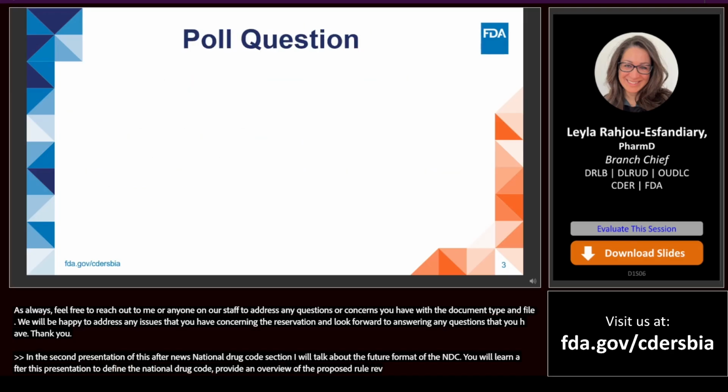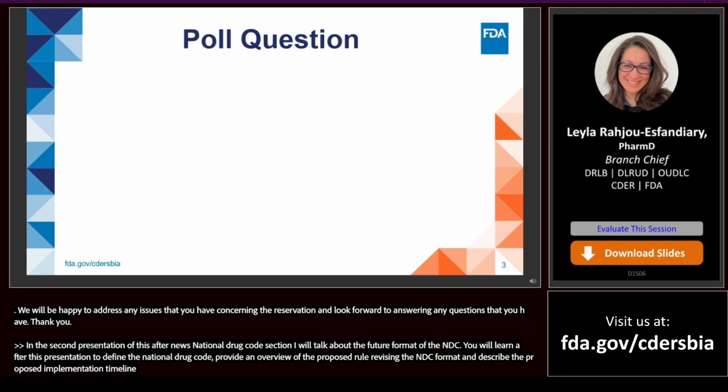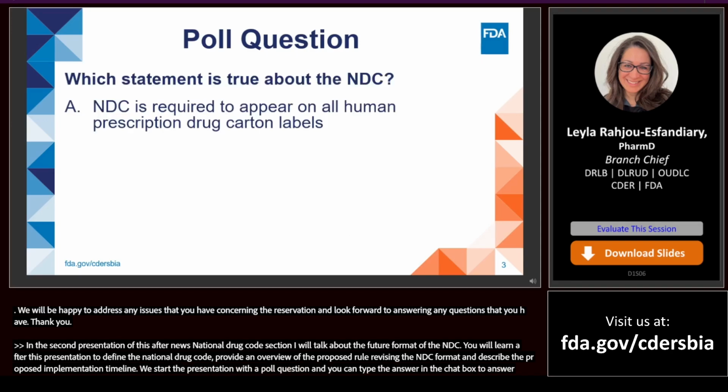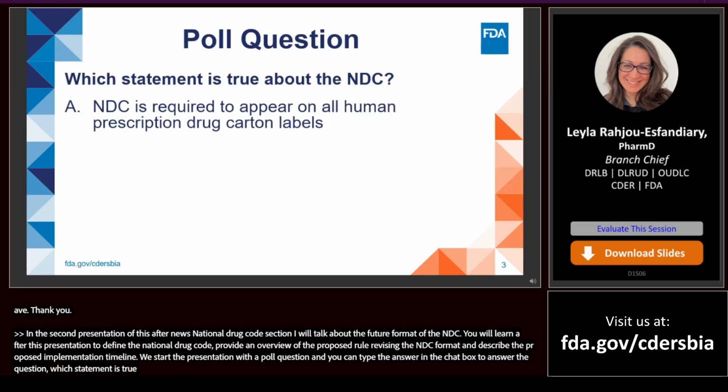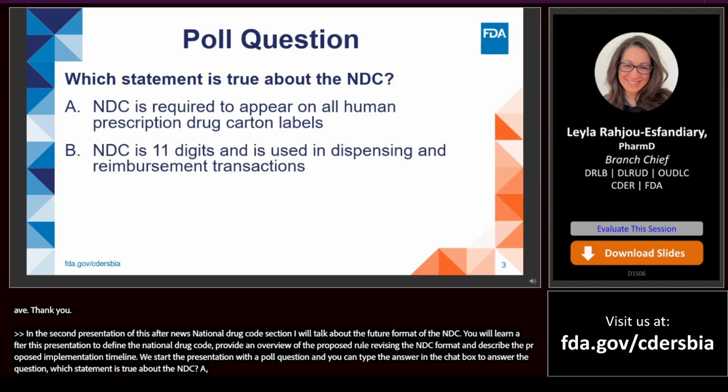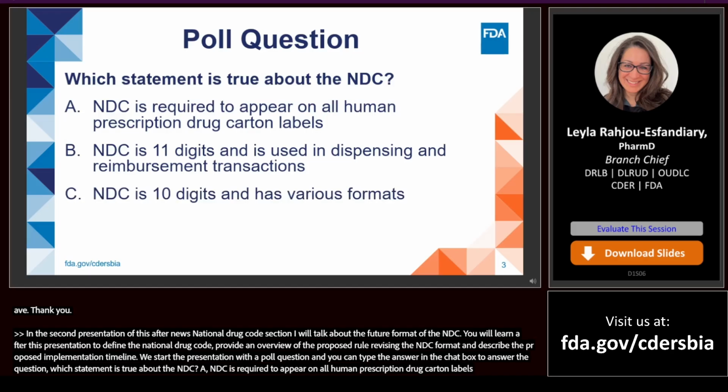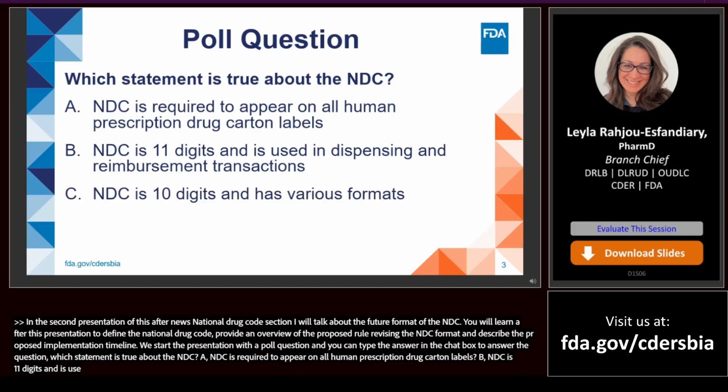We start the presentation with a poll question. You can type your answer in the chat box to answer this question. Which statement is true about the NDC? A, NDC is required to appear on all human prescription drug carton labels. B, NDC is 11 digits and is used in dispensing and reimbursement transactions. C, NDC is 10 digits and has various formats. Or D, both A and B.